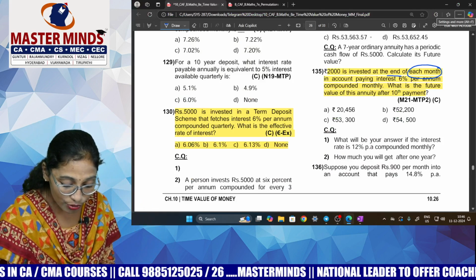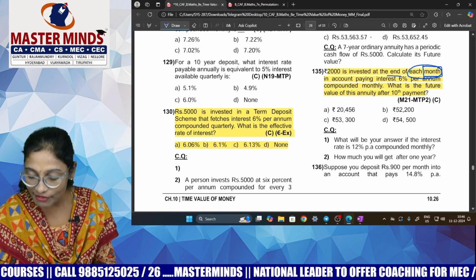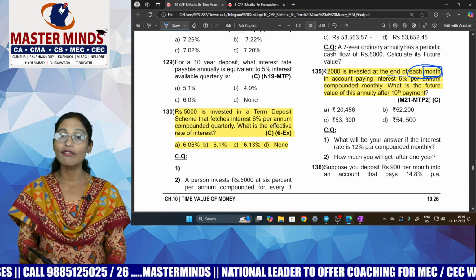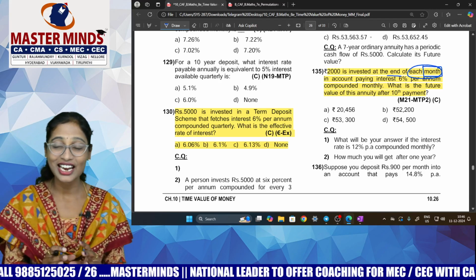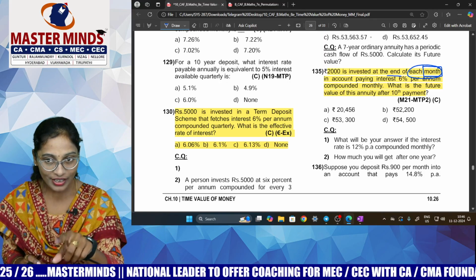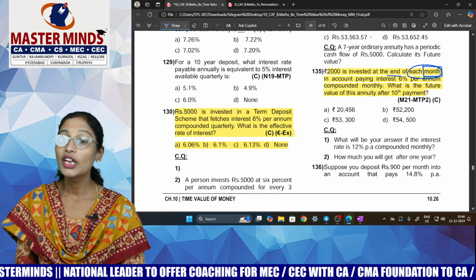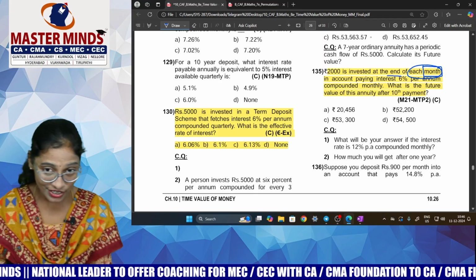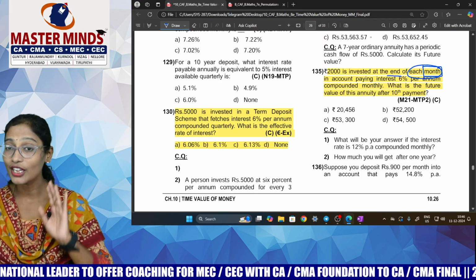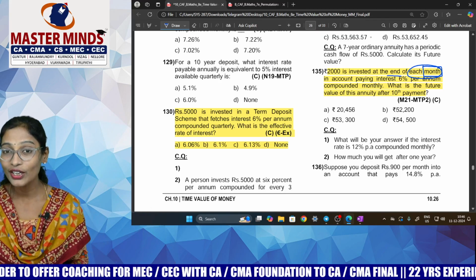But here you need to understand one more thing. You are making these deposits monthly wise or yearly wise? Monthly wise. Now guys, try to understand, whether he mentions it or not: if the payments or receipts take place monthly, compounding should also be done monthly. If the payments or receipts take place yearly, compounding should also be done yearly. If the payments or receipts take place quarterly, compounding should also be done quarterly.